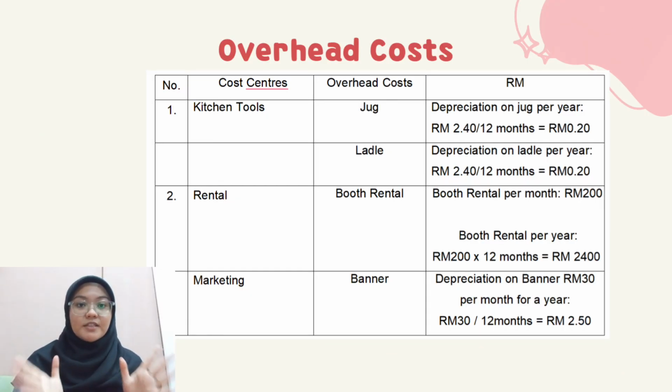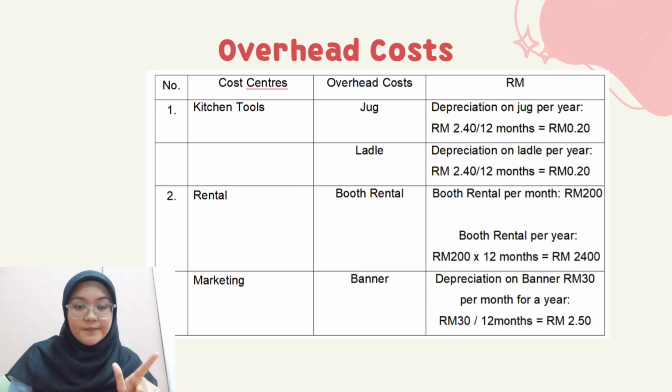This is the overhead cost. The first one is kitchen tools. We have 2 kitchen tools, which are a jug and a ladle. For the first one, the depreciation on the jug per year, we take 2 ringgit and 40 cents, divide by 12 months, so the depreciation on the jug per year is 20 cents.